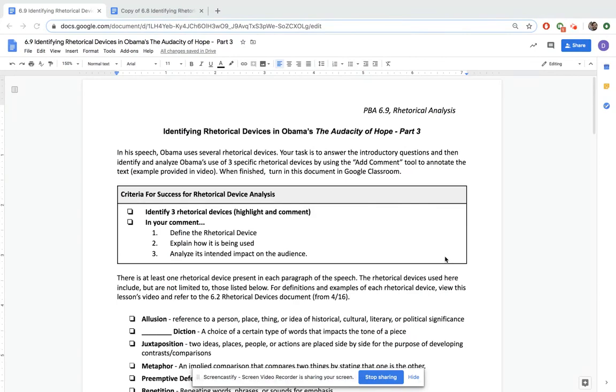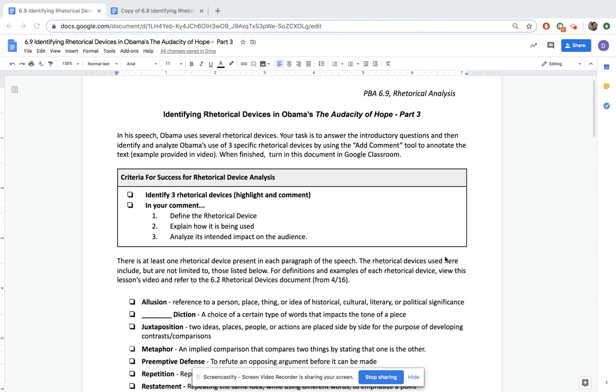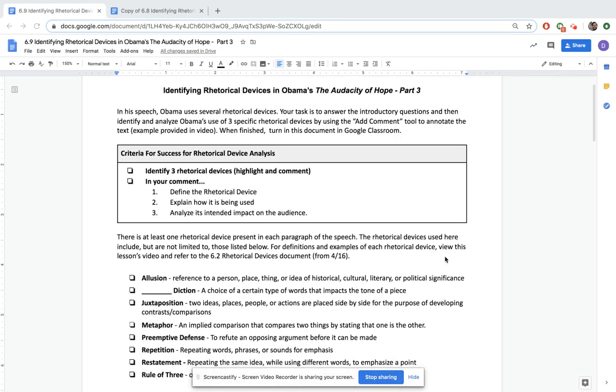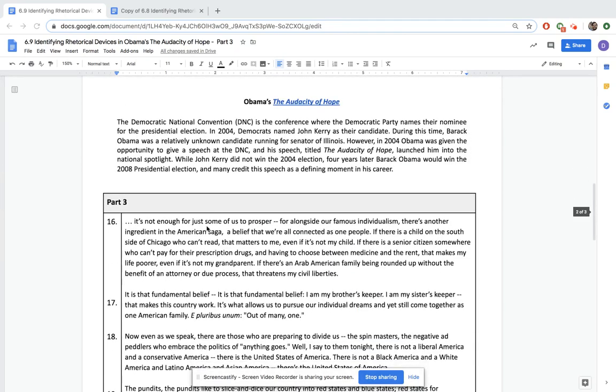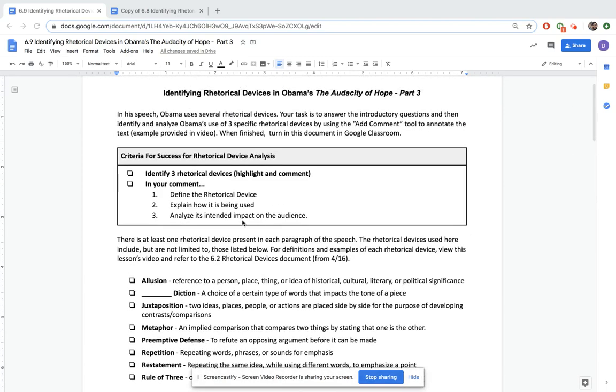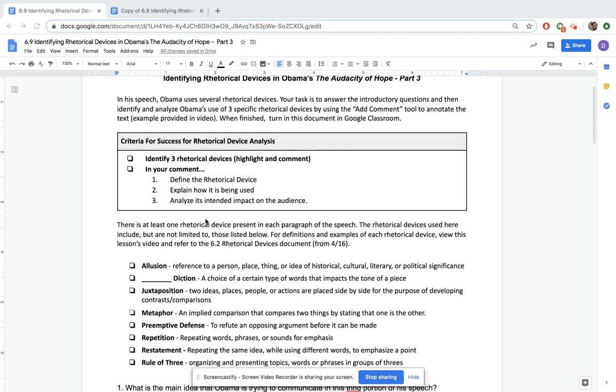When we open today's document, 6.9, it looks very similar to the last 2 documents you've seen. Our criteria for success, you need to identify 3 rhetorical devices. That's highlight and comment on the text on this 3rd page. So highlight the rhetorical device, comment how it's being used. And your comment needs to define the rhetorical device, explain how it's being used, and analyze its intended impact on the audience.